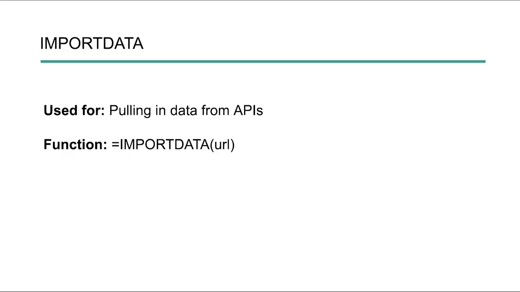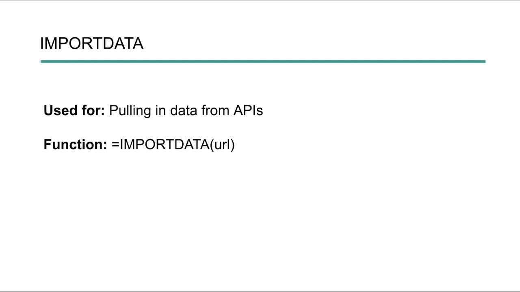The last function we're going to talk about is called import data, and I usually use this to pull data from APIs directly into sheets. The function is relatively simple. It's just import data, and then you have your URL, the API URL, the request that you're making, and based on that request, you'll get certain data points back. So let's look at how we can leverage this.